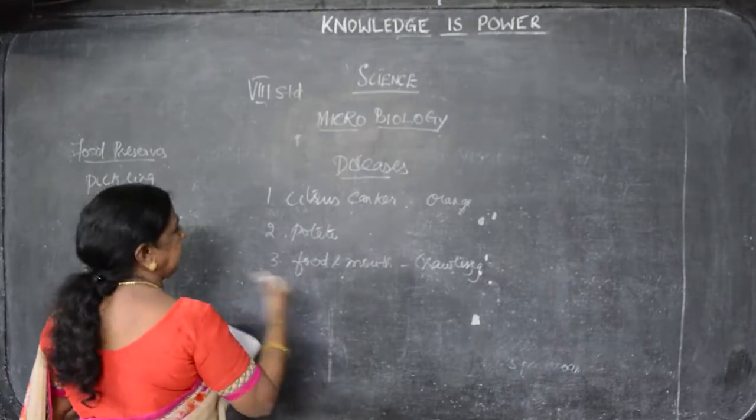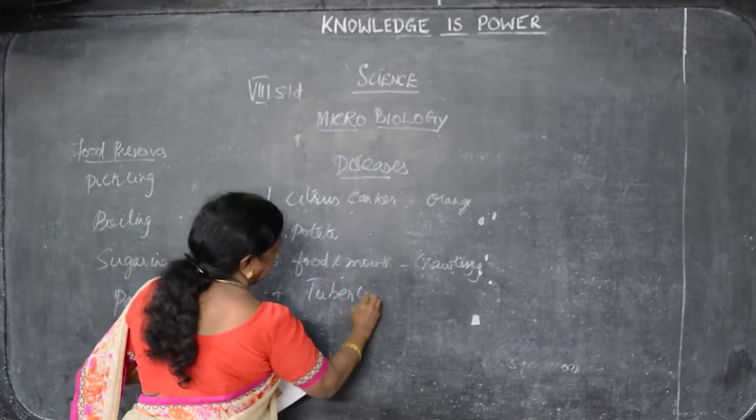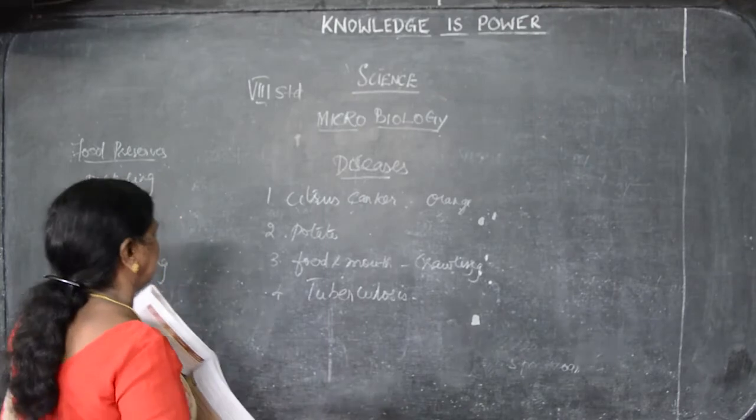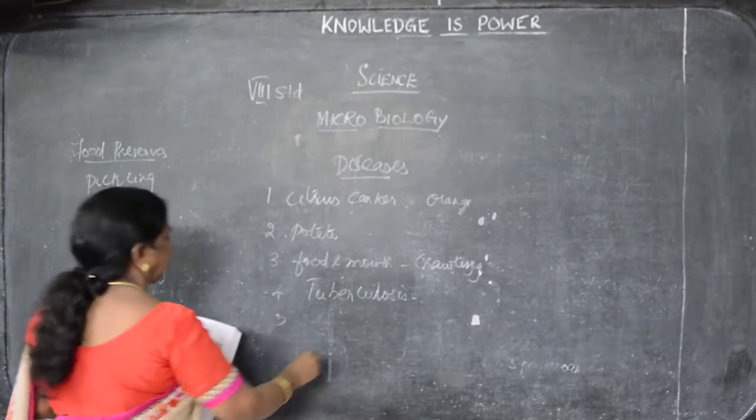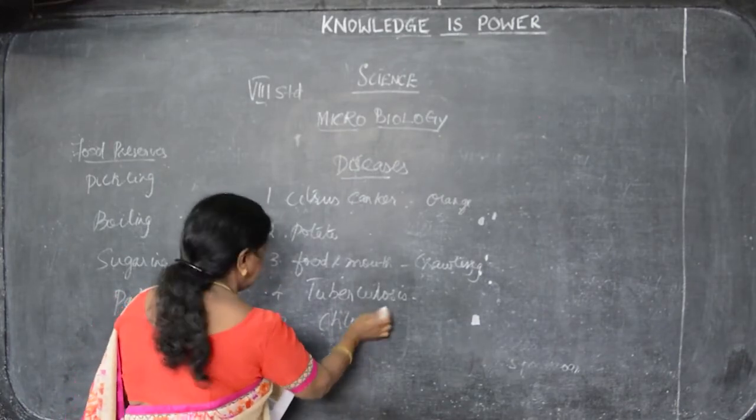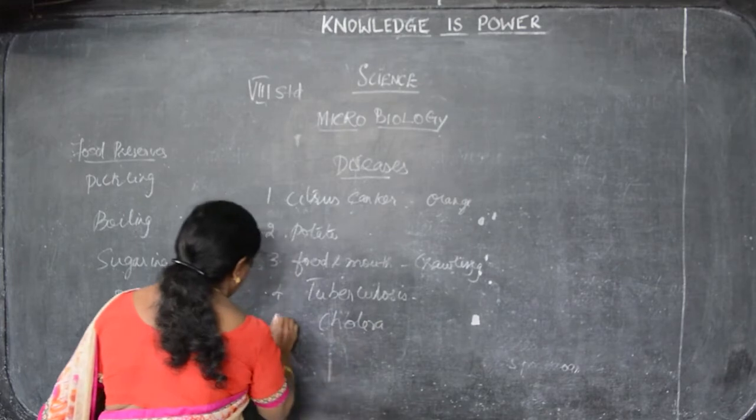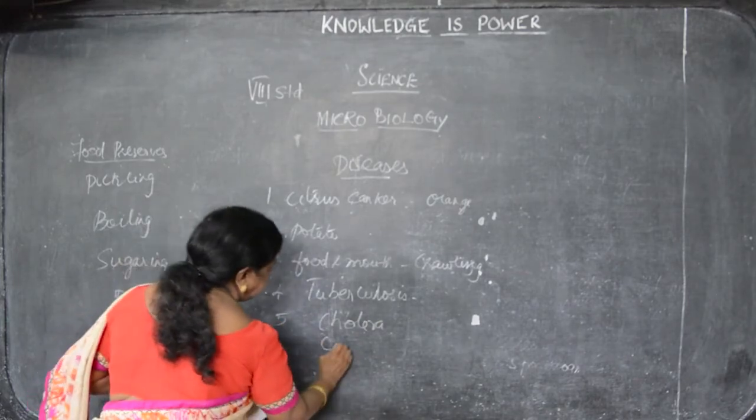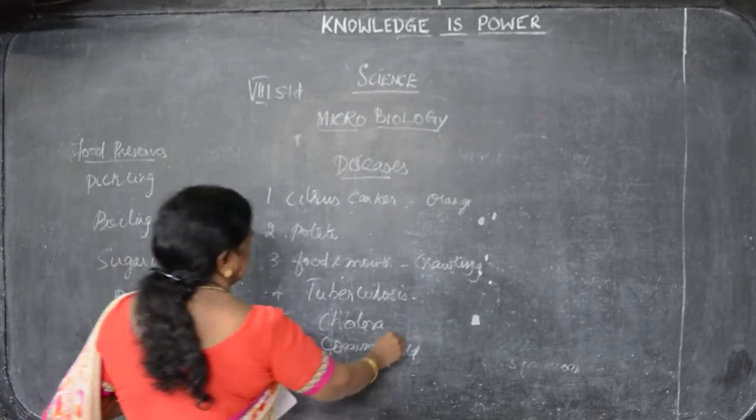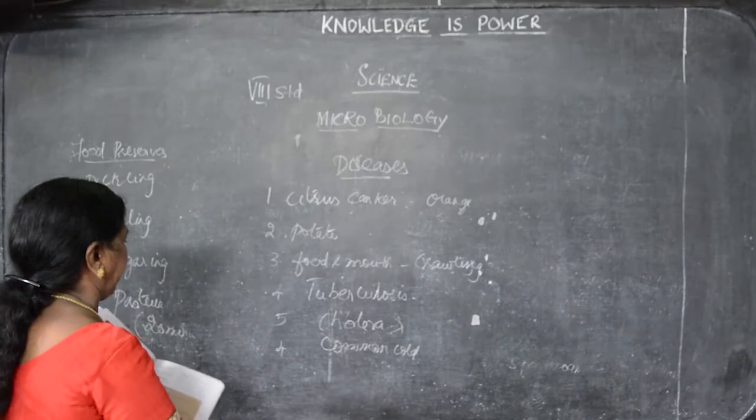Then other things, for human beings as well as animals, which are the common diseases? Tuberculosis, TB we used to say. Nowadays it is highly controlled because of the vaccines found from the microbes. Cholera, you know what it is? Common cold. This continuous dehydration is known as what? Cholera. Dehydration, removing water from our body.